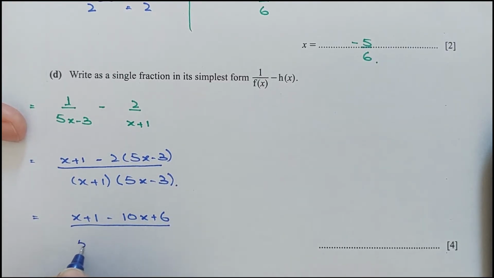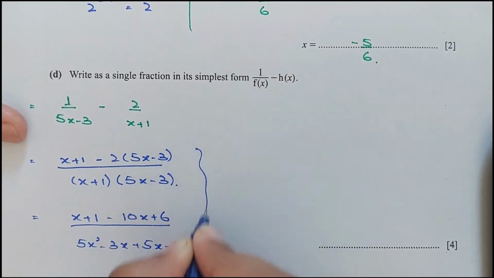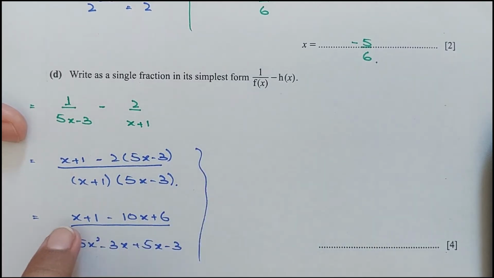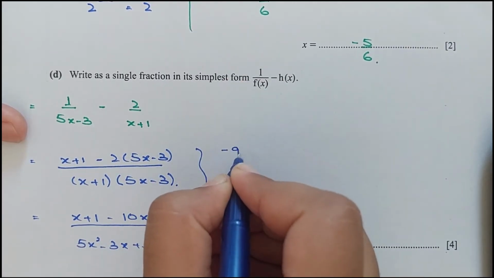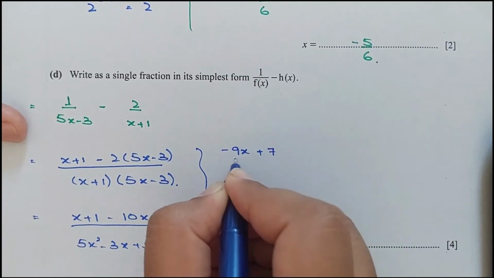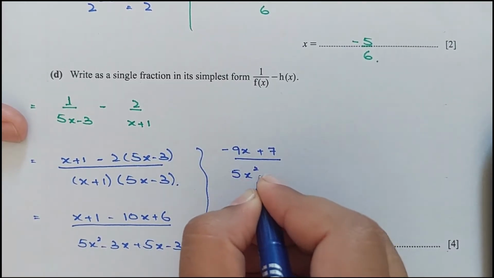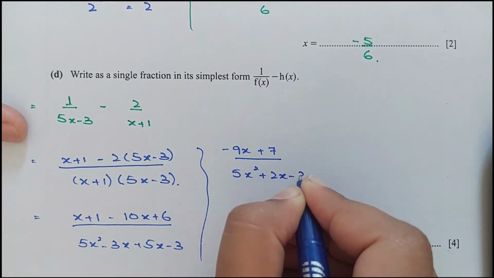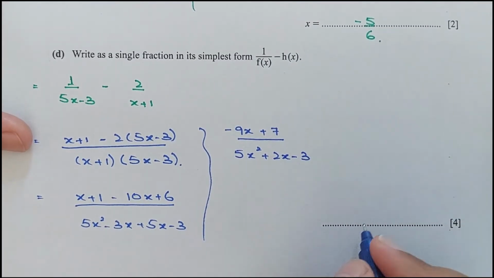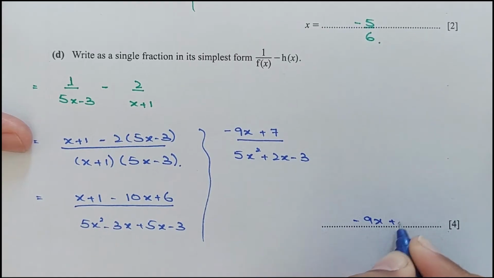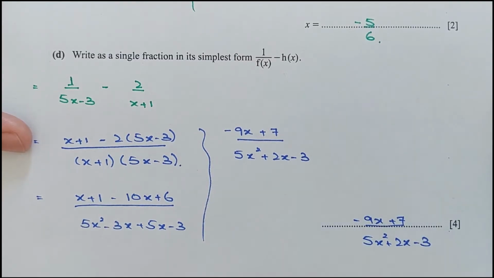So this would be 5x square minus 3x plus 5x minus 3. And here we have x plus 1 minus 10x plus 6, which is minus 9x plus 7, over 5x square plus 2x minus 3. That is the expression: minus 9x plus 7 over 5x square plus 2x minus 3.